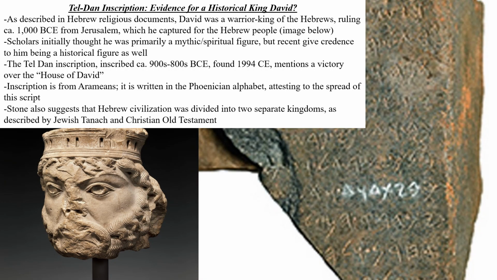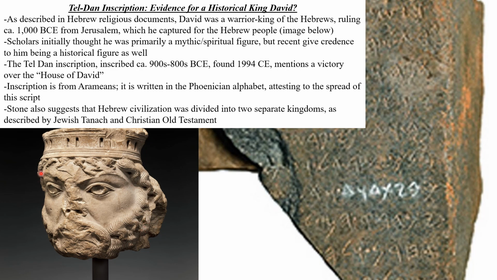Now we'll discuss some additional archaeological finds relating to the Hebrew civilization. Perhaps one of the most important from this period is the Tel Dan inscription. As described in Hebrew religious documents, King David was a warrior king of the Hebrew people, ruling from about 1000 BCE in Jerusalem, which he captured for the Hebrew people.